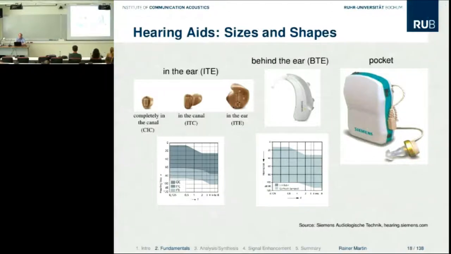Here again, some different form factors, sizes, and shapes. So you have some very small ones that go completely into the ear canal. They still provide a lot of amplification, I should say, but not the maximum possible amplification, because also the battery is relatively small in these aids. Then in the ear canal, in different shapes and in the ear, and then the typical behind the ear devices, and finally very large pocket devices, which then also provide a lot of power and use larger batteries.